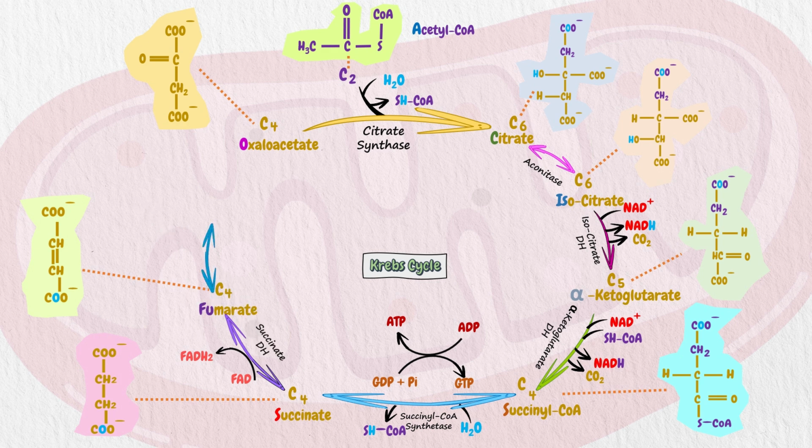The next step is also reversible. In this step, water is added to fumarate. Malate is produced. It is again a 4-carbon structure. As fumarate converts to malate, the enzyme is called fumarase.